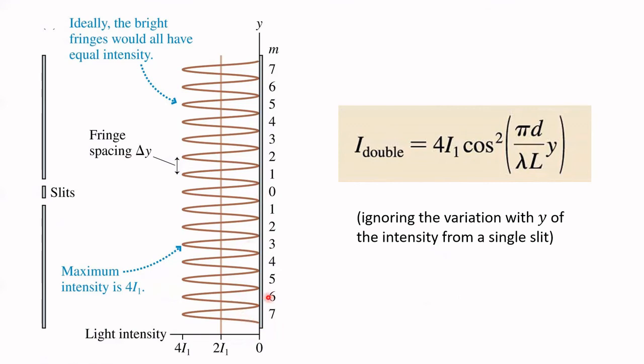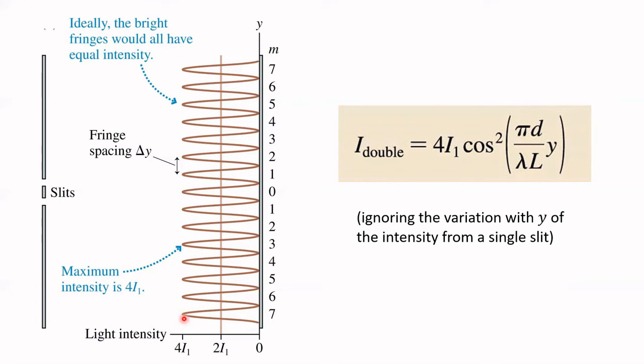And so this would be the value I equals 0. So this function is actually not oscillating between -1 and 1. Cosine squared oscillates between 0 and 1, and then we've scaled it up by a factor 4 times I1. So we've accounted for everything here. The peak intensity is 4 times I1.